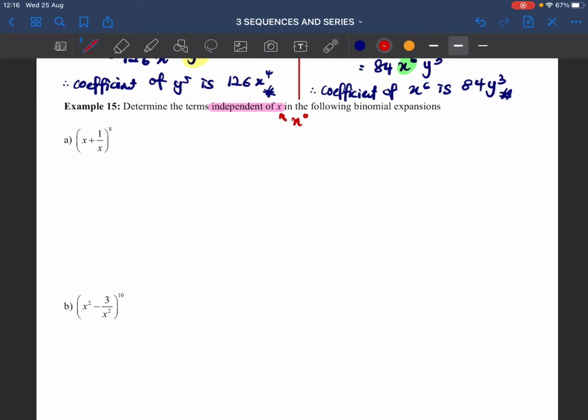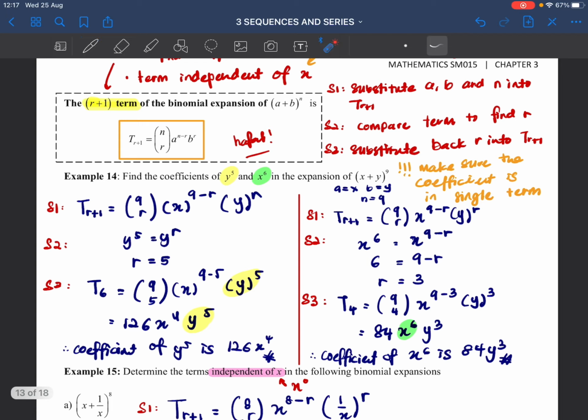Okay. First, we take out our a, b, n. A is x, b is 1 over x, n equals 8. Okay, now first step, just substitute into the formula. What is the formula? Memorize it. Tr+1 equals nCr a^(n minus r) b^r. Okay, here is the formula.